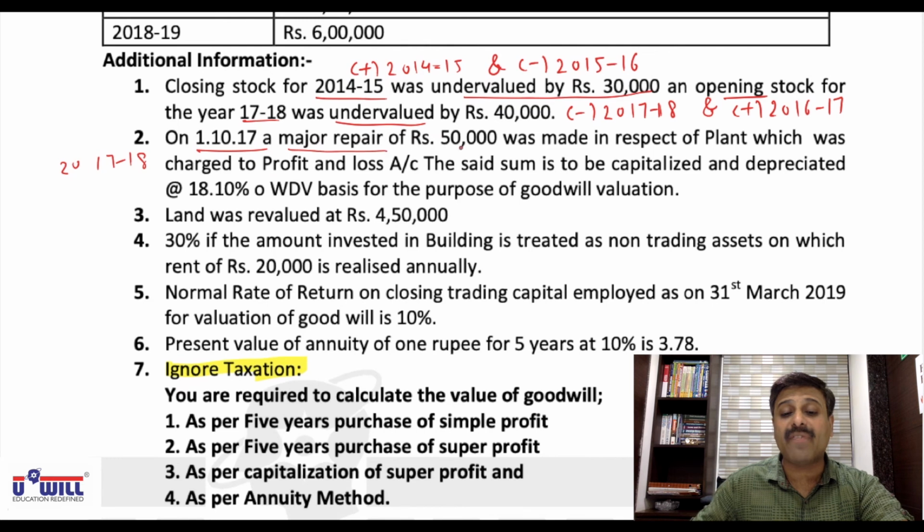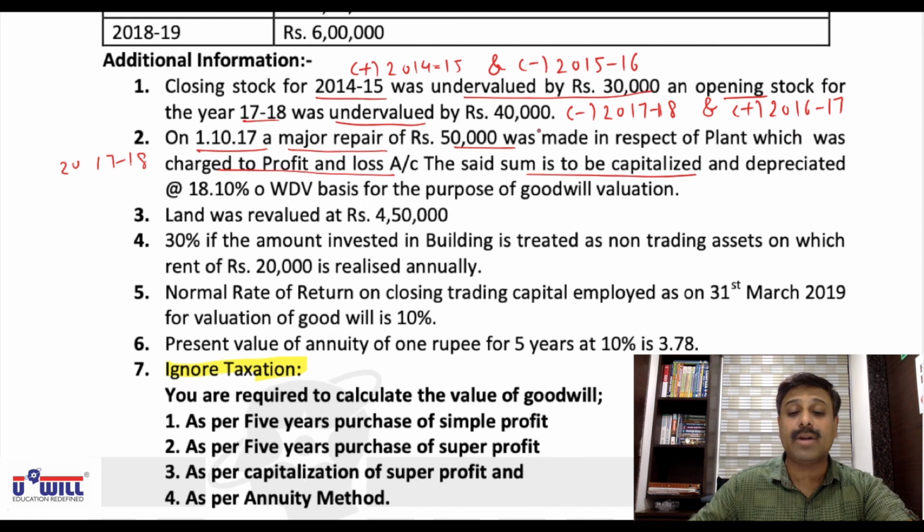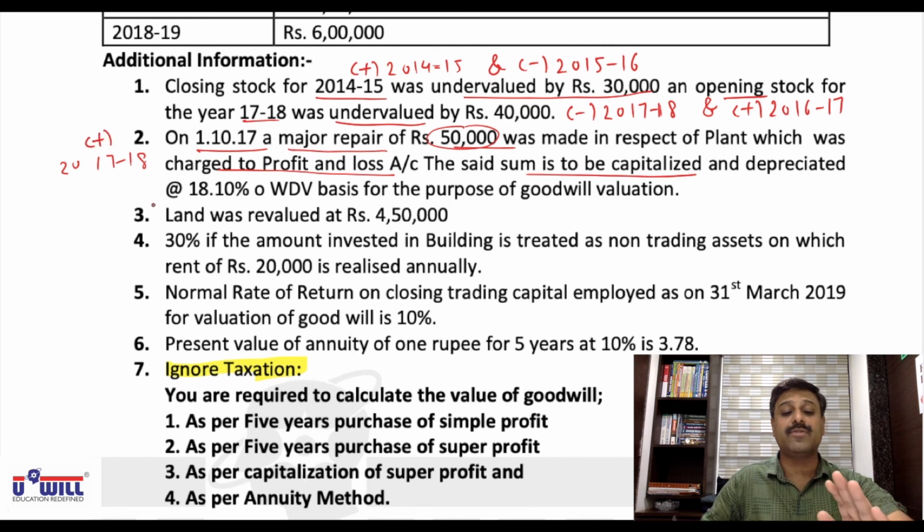Major repair of 50,000 was made in respect of plant which was charged to P&L account. The said sum is to be capitalized now. Means we have to remove it from the P&L debit side and take it on the asset side. If you remove it from the P&L account debit side, the profits will increase. So you have to plus in the profits of 17 to 18. Debit side of P&L, if you remove that major repair expense, the profit will increase. So we have to plus it.